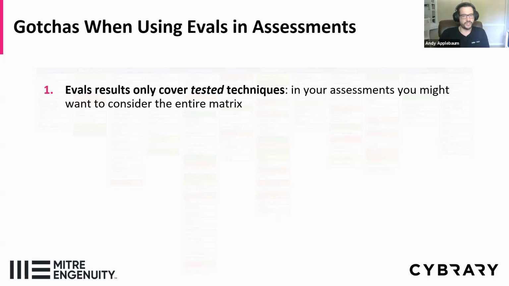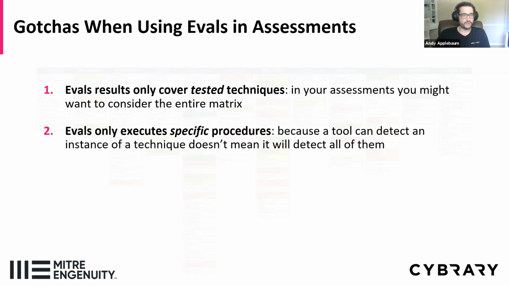This is going to be a subset of the matrix based on the specific adversary profile being tested. In a SOC assessment, you might want to consider the entirety of the framework itself. Evals also only look at specific procedures, kind of tying it back to that adversary emulation plan. Because a tool can detect one instance of a technique doesn't mean it'll always detect all of them. So there's a little bit of an alignment question there.